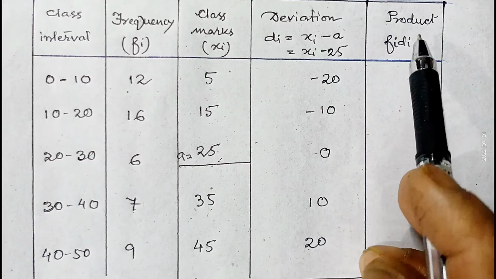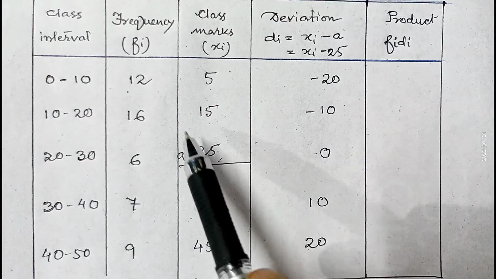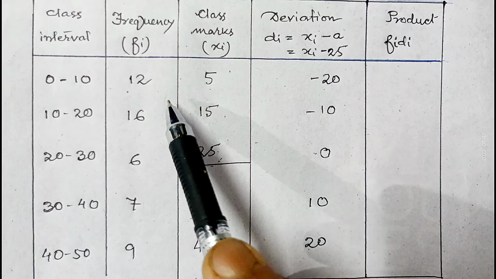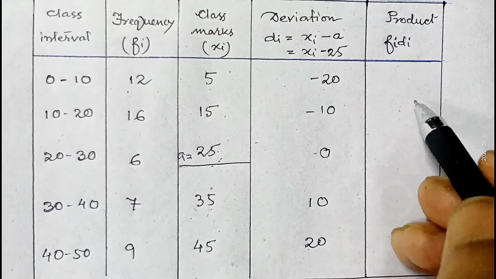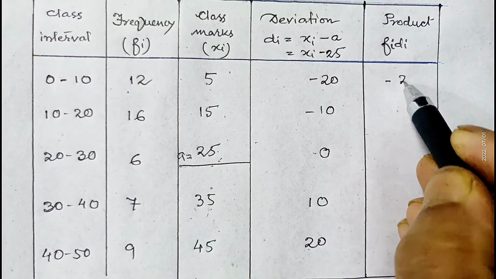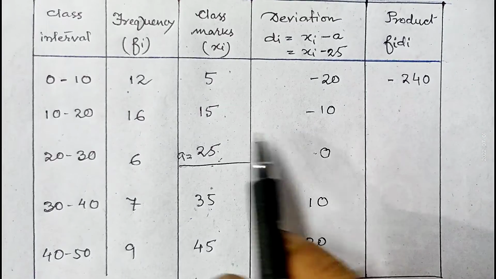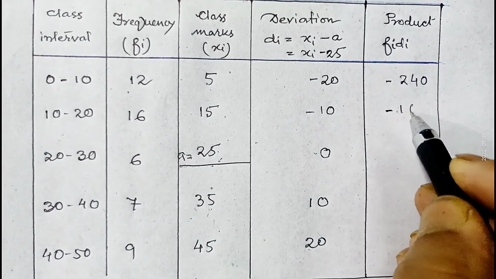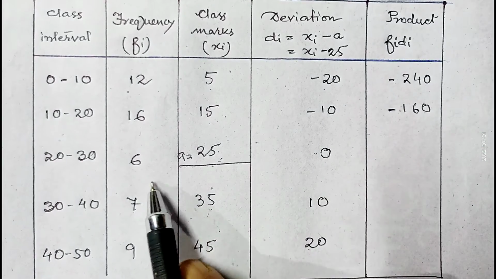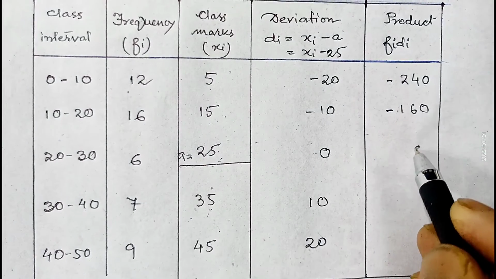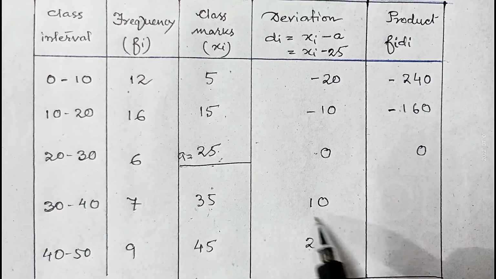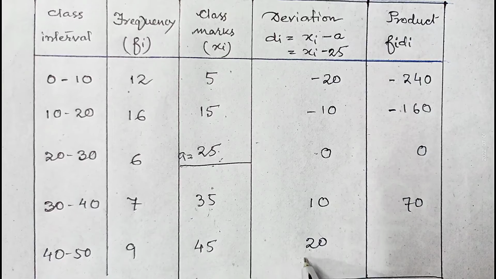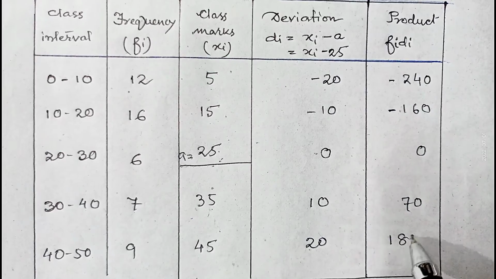And in the last column, which is product, we are to multiply fi and di. 12 into minus 20, it will give minus 240. 16 into minus 10, it will give minus 160. 6 into 0, it will give 0. 7 into 10, it will give 70. And 9 into 20, it will give 180.